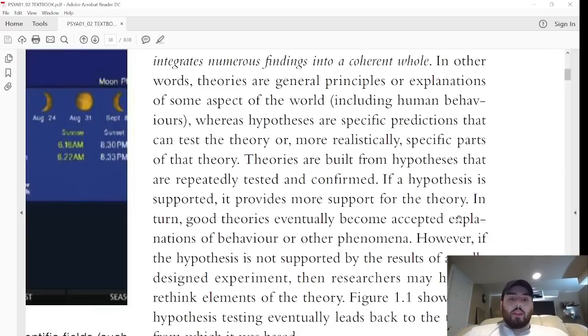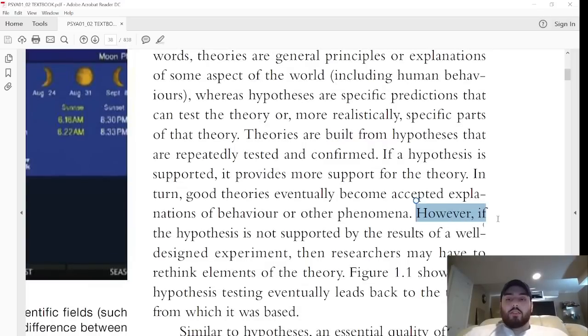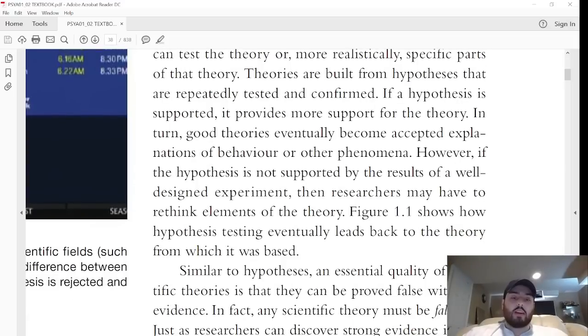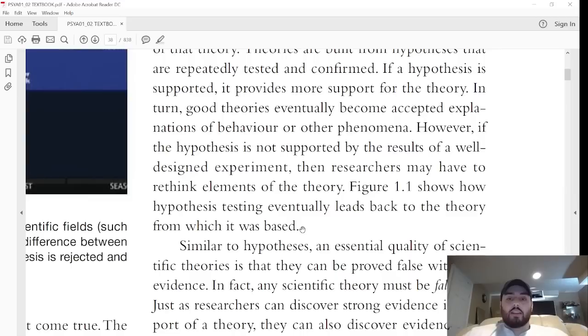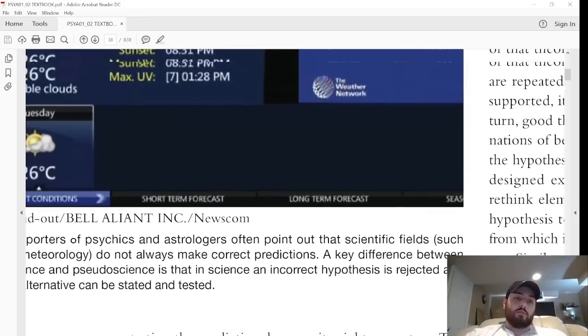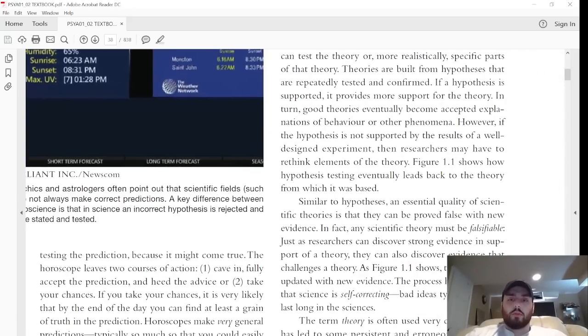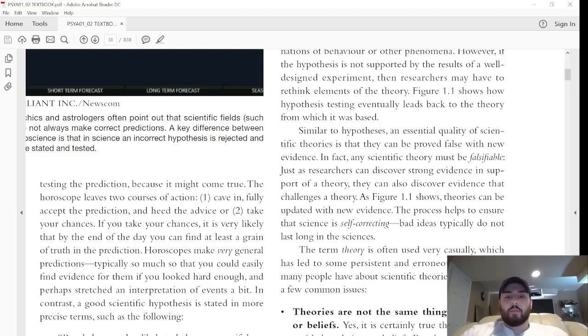Okay, so another thing to look at too is if the hypothesis is not supported by the results of a well-designed experiment, then researchers may have to rethink elements of the theory. And this shows how hypothesis testing eventually leads back to the theory on which it was based. So we can go to figure 1 here, but that's not too important. We want to really get into the definitions, right?